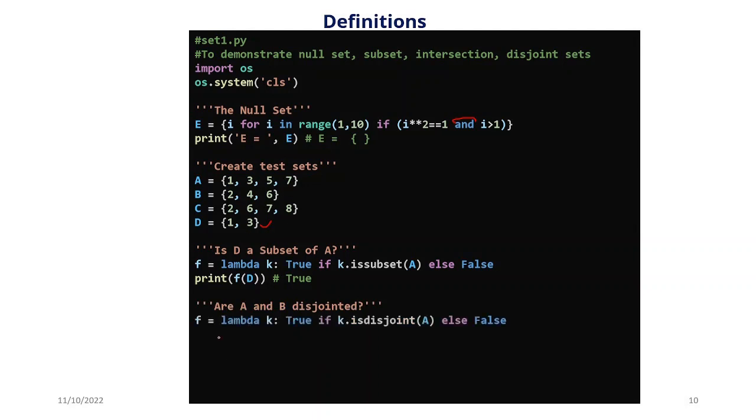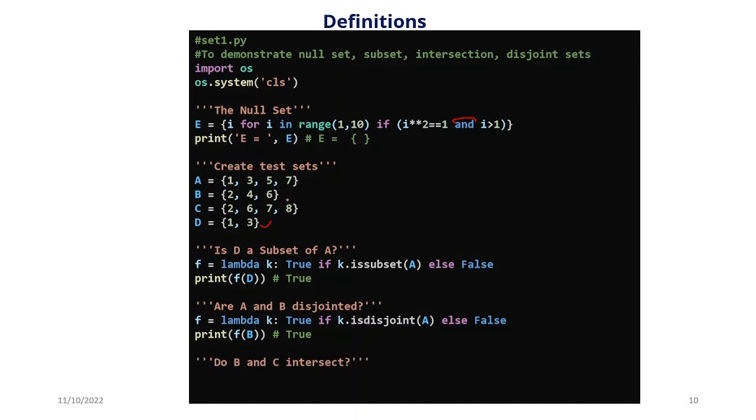So we say f equal to lambda k, true if k.isdisjoint(A). Take note, you are using k here as a variable when you are using lambda. So we call it and we put B here. And this is going to print true because A and B are actually disjoint. There is no union.